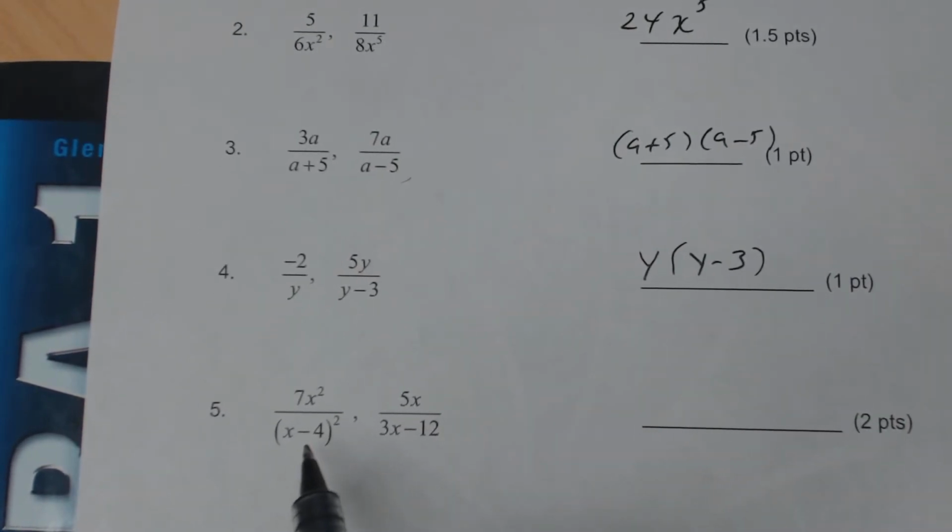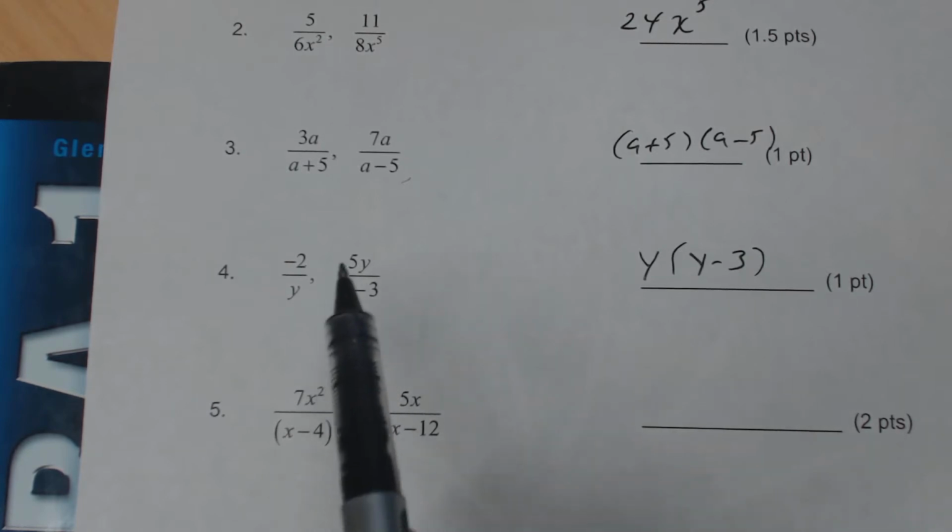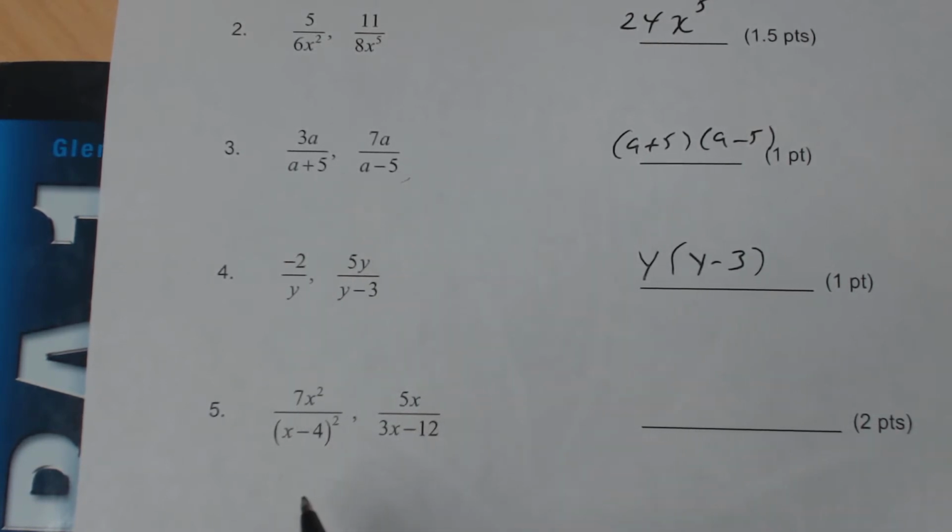All right, in the next one, again, always remember, you want to factor the denominators if you can. So the x minus 4 squared is already factored. It's x minus 4 times x minus 4. Over here, though, you see this 3x minus 12. The GCF is 3, so I can factor out 3, and you get 3 times x minus 4.